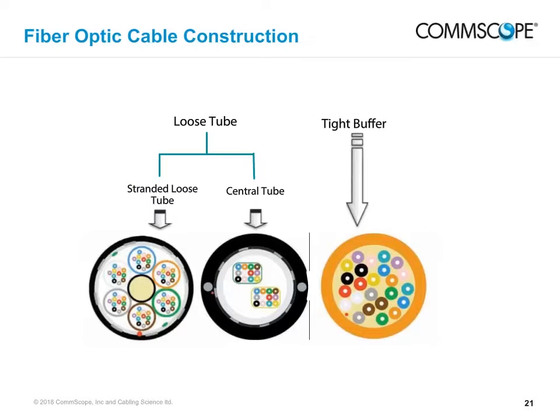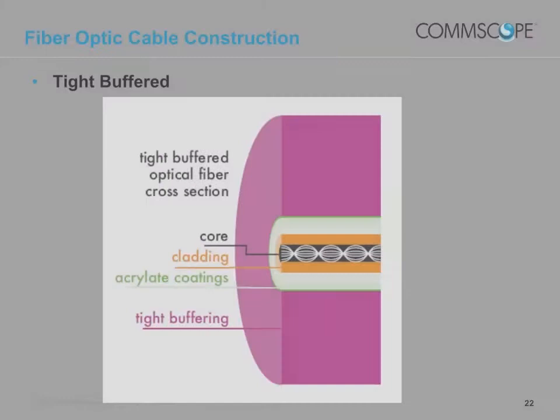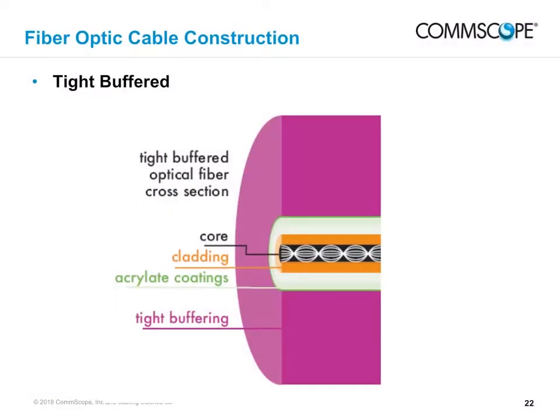There are 2 variants of the loose tube design. These are the stranded type and the central tube type. This shows the design detail of a multi-fiber tight buffered cable. Strength elements can either be glass-reinforced plastic rods at the center or a sleeve made of aramid yarn located under the outer jacket.